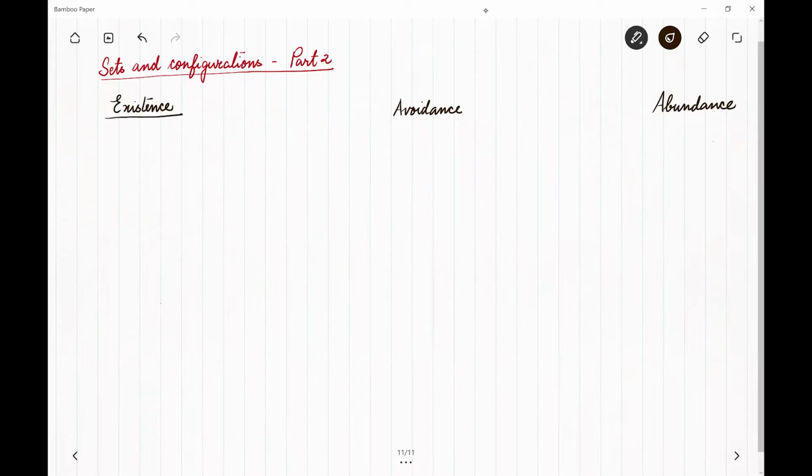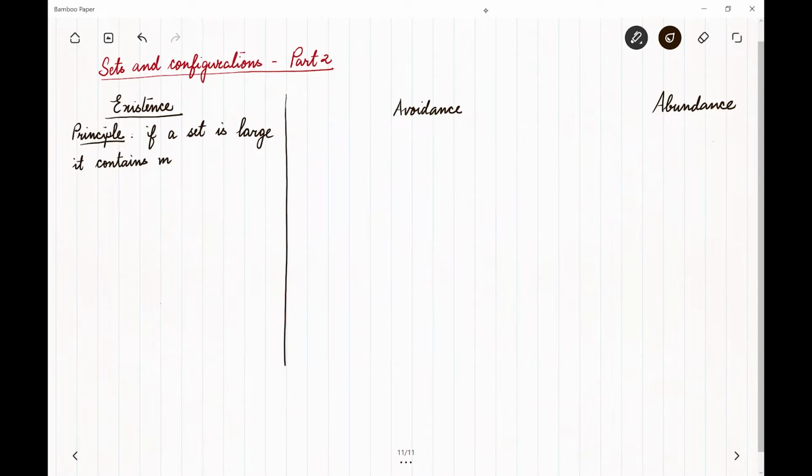So what does existence mean? Well, if a set is large, it should contain many patterns. So the principle here is: if a set is large, and we talked about different notions of largeness yesterday, then it contains many patterns, and perhaps even a pattern of my choice.